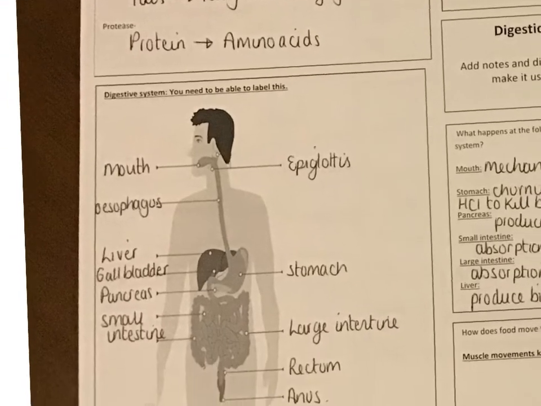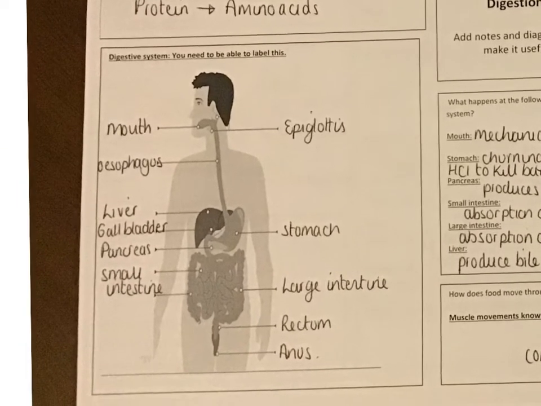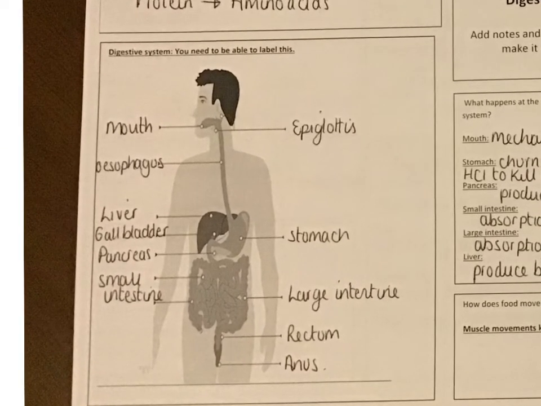Then we have our digestive system, which we need to be able to label. So at the top, then we have our mouth, that is where digestion starts. Then below that, we have our epiglottis, I think, from what I can see. And that then is the flap that covers our trachea. So when we swallow food, it goes down our esophagus, which connects the mouth to the stomach, and it forces food down the esophagus through contractions called peristalsis.